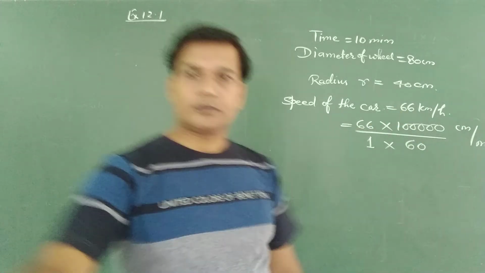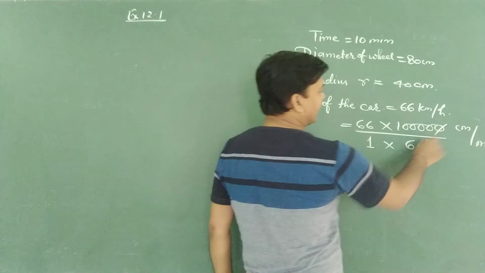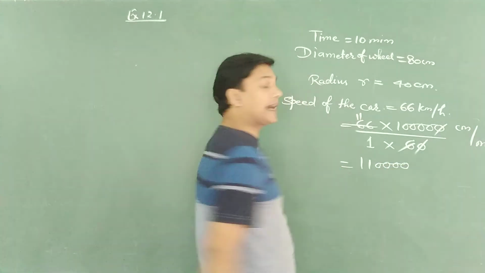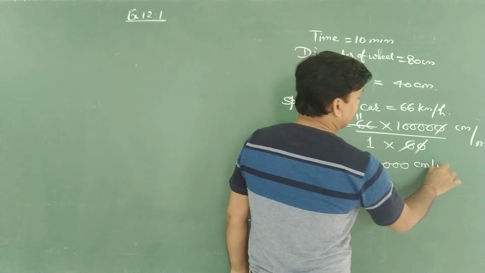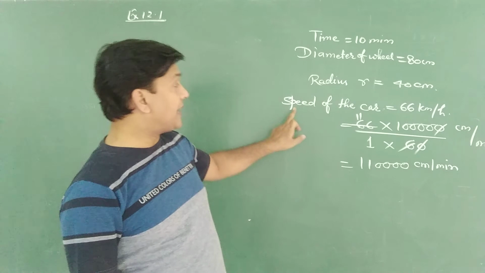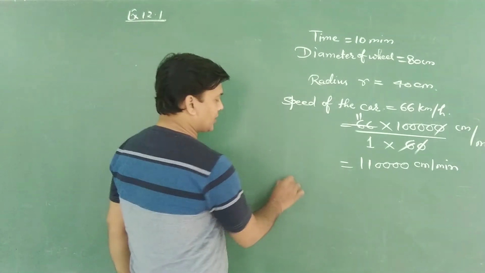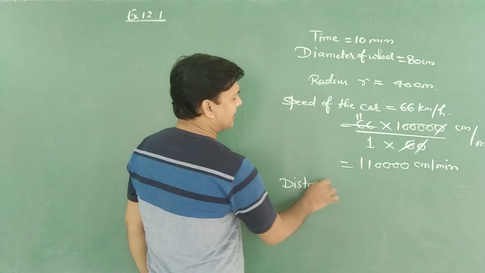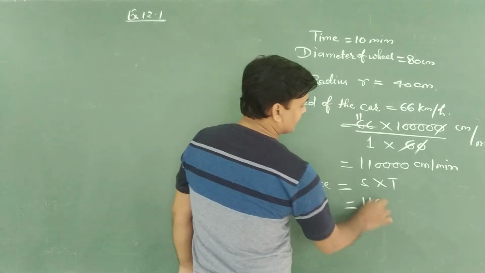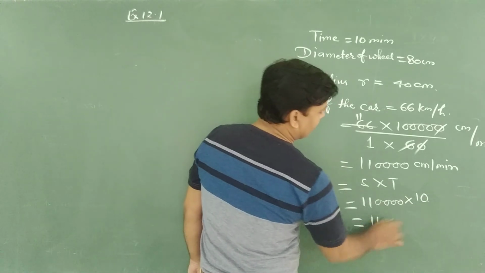Now I'm going to cancel something here. 11 and 4 zeros, that is 1,10,000 centimeter per minute. This is the speed of that car. Now if speed is multiplied by time, distance will appear. So the distance traveled by that car in 10 minutes is speed into time. Speed is 1,10,000 into 10. You will get 11 lakh centimeter.